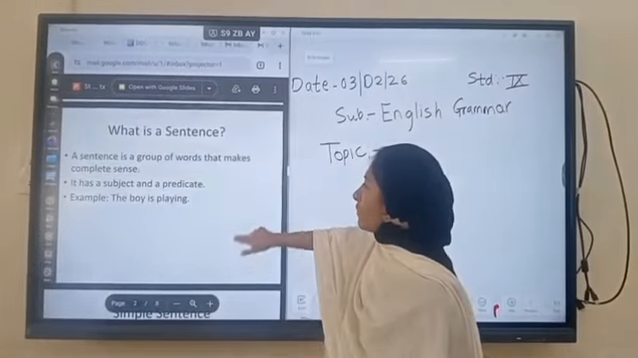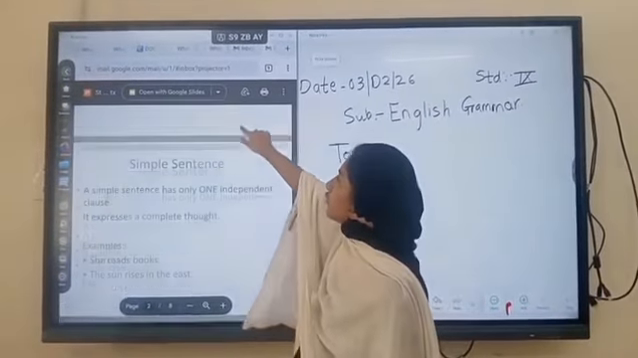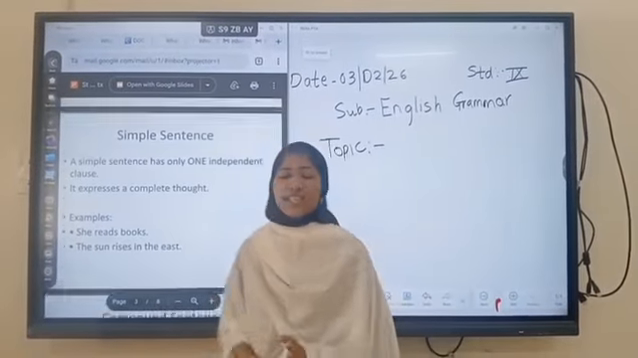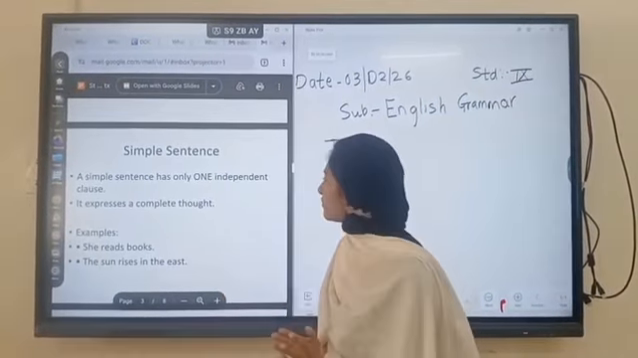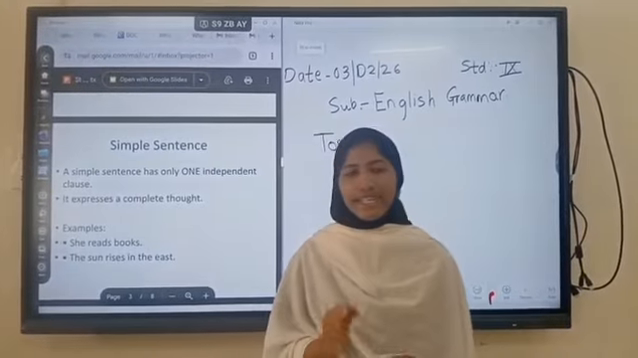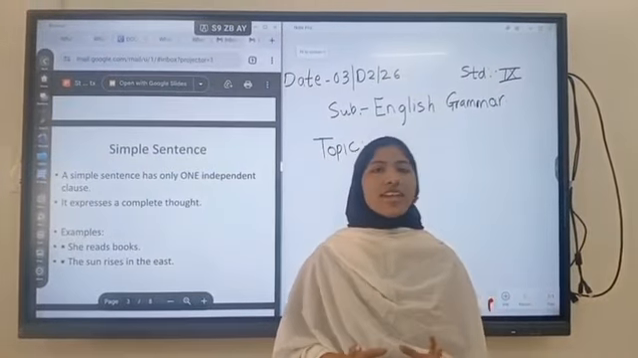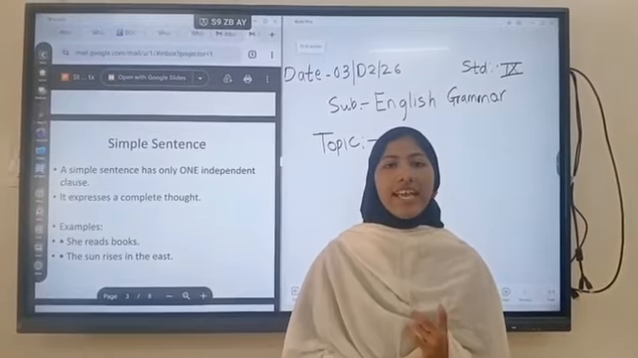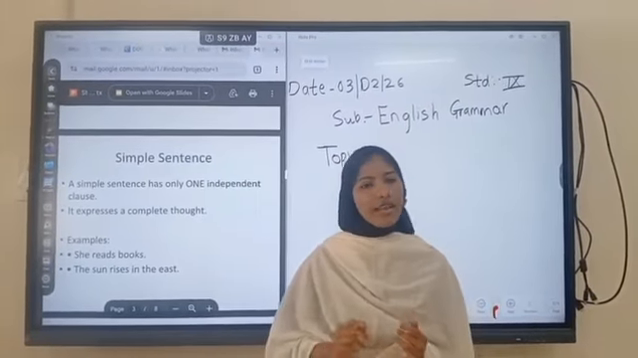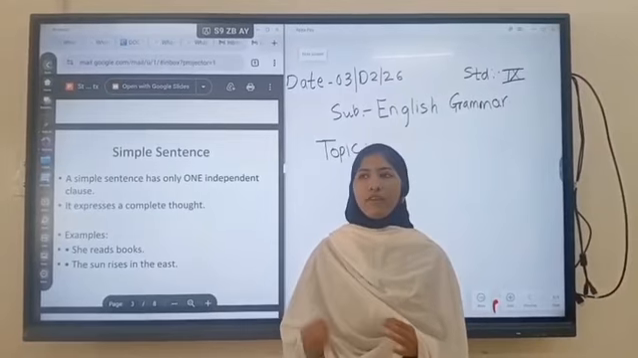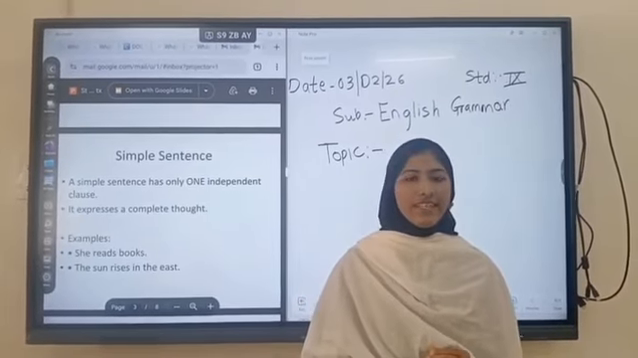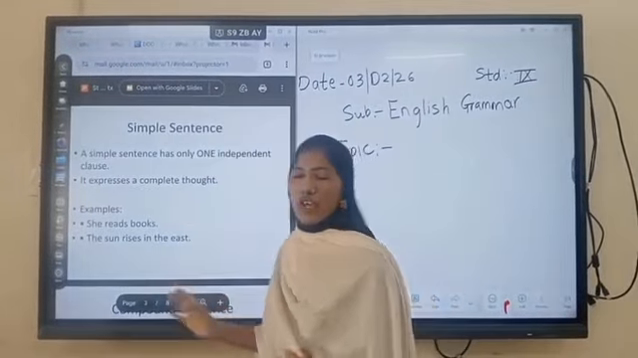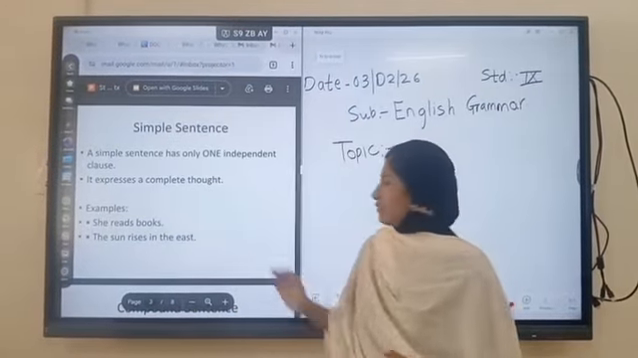Is a verb, predicate. Now we move to our first sentence, which is the simple sentence. Simple sentences have only one independent clause. What is a clause? Clauses are words brought together which have a subject, predicate and a verb. A verb means performing an action, like writing, jogging, running, dancing. It expresses one complete thought or one complete idea.